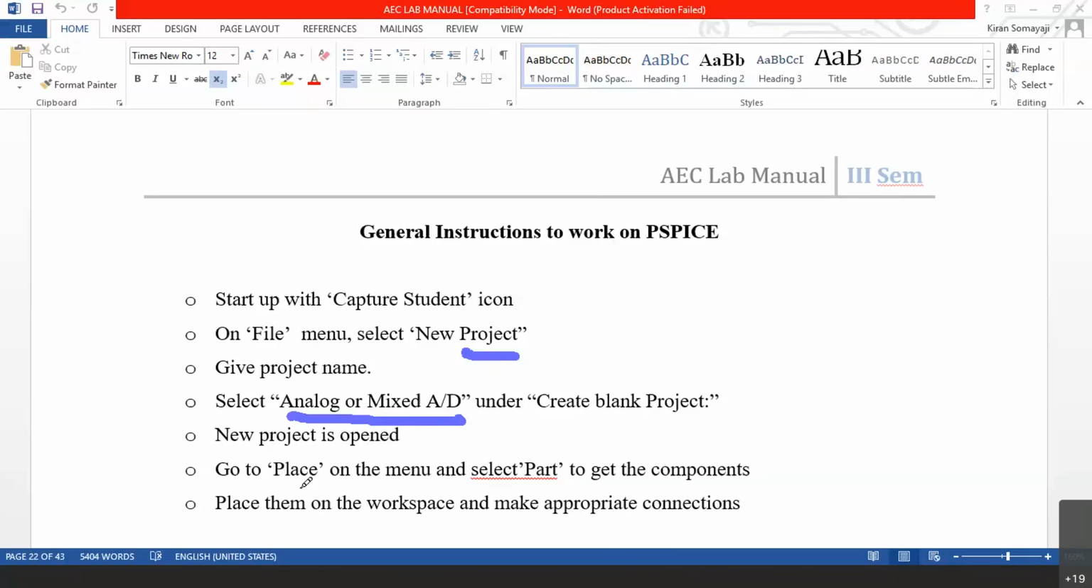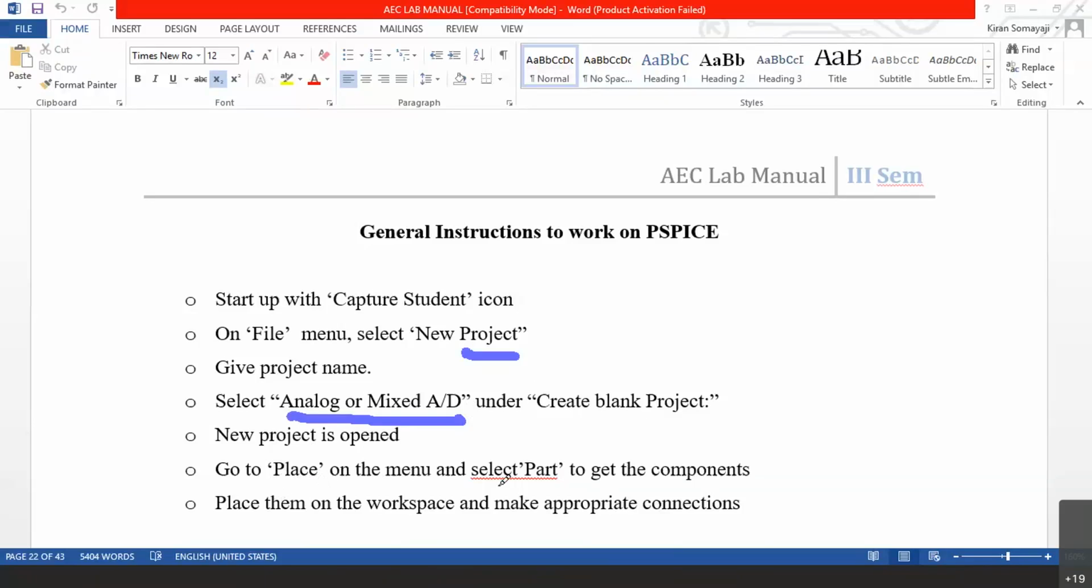Later on, you can go to the place menu. These are all pull down menus that are available in the software, just like any other computer software. This is also a regular software. Only thing is it is meant for electronics. Go to place. Place means picking the part and placing on the screen. Here place does not mean it is a noun. It is a verb here. Placing the component or placing the part.